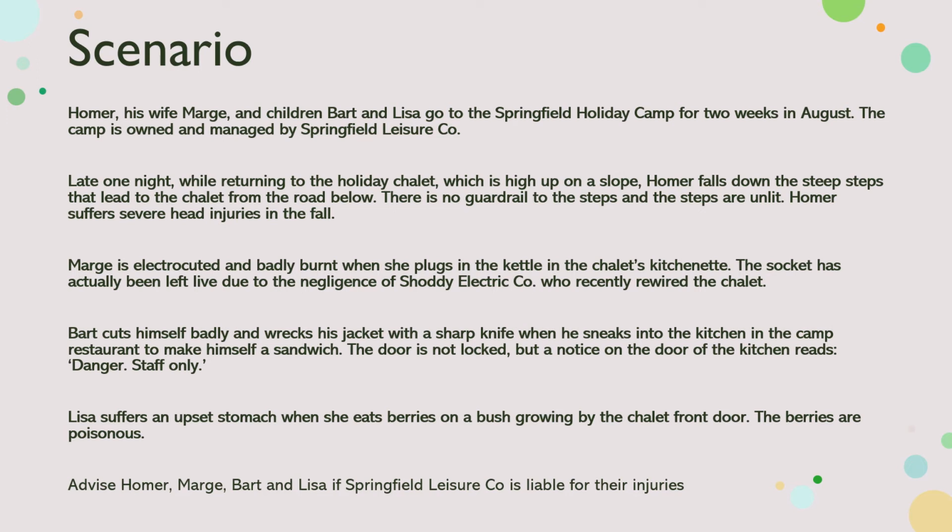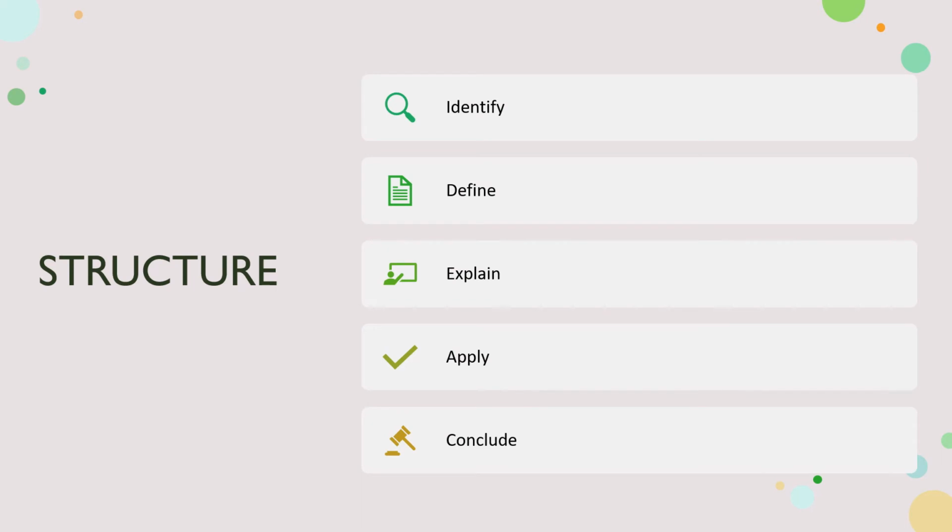There are other things we need to consider, so as we go through we will consider those. But a reminder of the structure: identify the problem, this is one of occupiers liability, define what this is, explain the law which is relevant to each particular claimant, and apply the law too. Finally, we shall conclude.